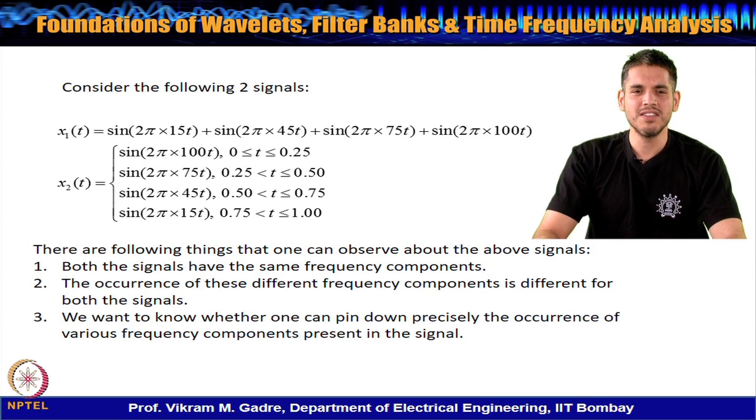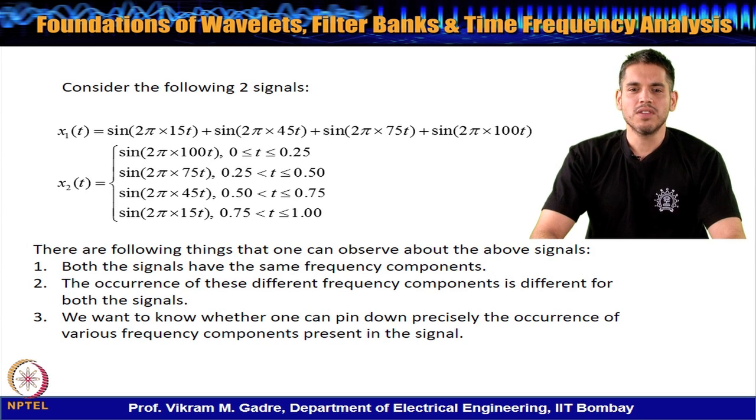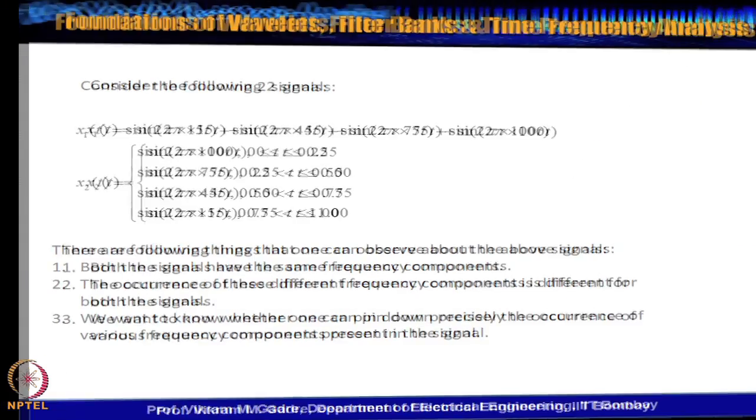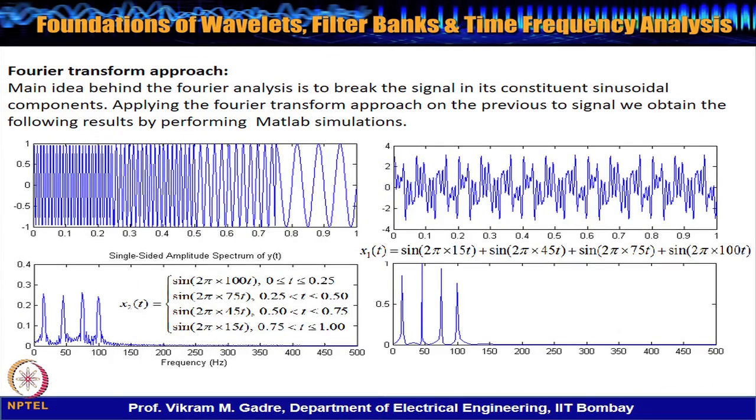So one can easily notice these few points. Both the signals have the same frequency components. The occurrence of these different frequency components is different for both the signals. Now, what we want to know is the precise occurrence of these frequency components that are present in the signals. Let us begin with Fourier analysis and see if Fourier analysis can achieve this goal or not.